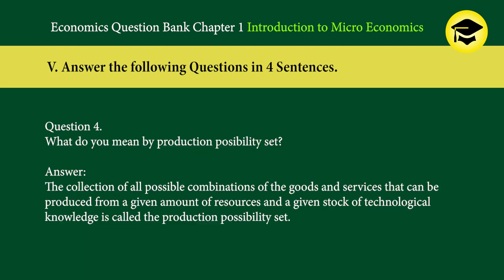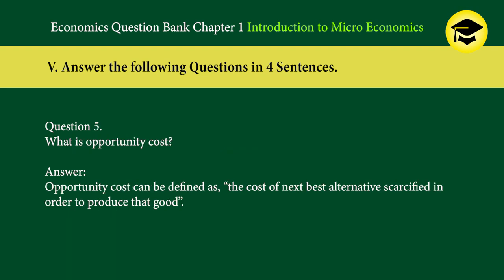Question 4. What do you mean by production possibility set? Answer. The collection of all possible combinations of the goods and services that can be produced from a given amount of resources and a given stock of technological knowledge is called the production possibility set. Question 5. What is opportunity cost? Answer. Opportunity cost can be defined as the cost of the next best alternative forgone in order to produce that good.